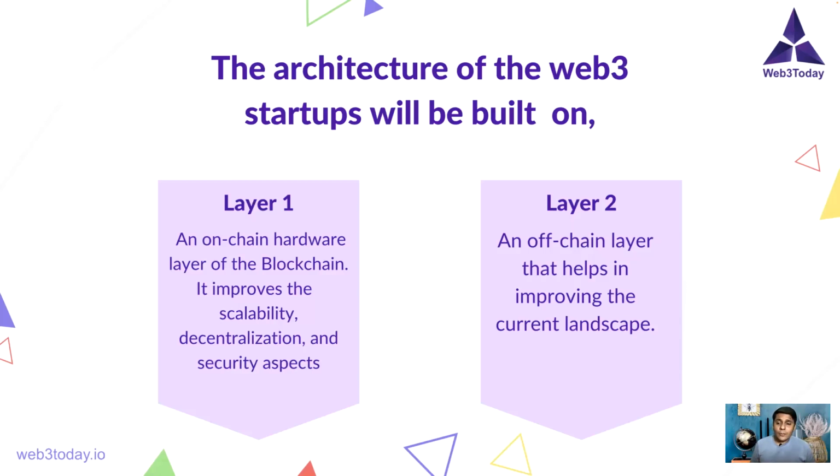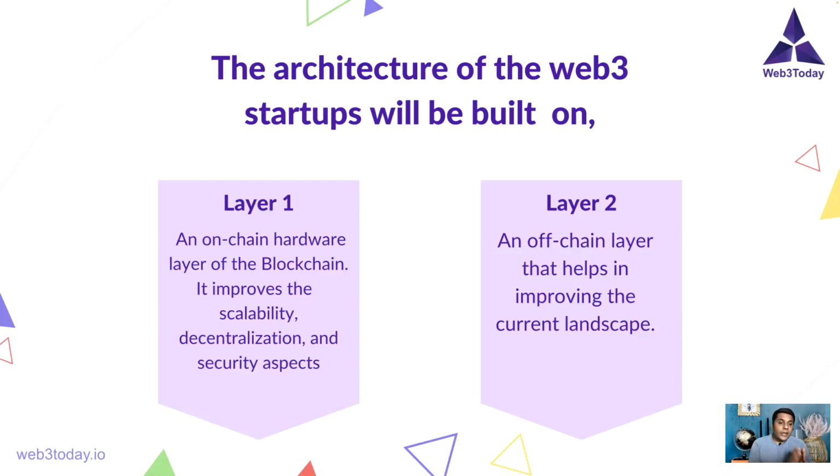Layer 1 blockchains essentially focus on improving scalability, decentralization and overall security. Layer 1 blockchains also have something called consensus. Consensus is the set of rules on which the entire blockchain or architecture should operate.